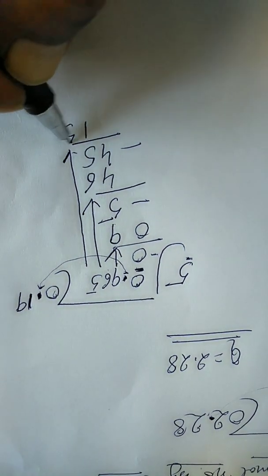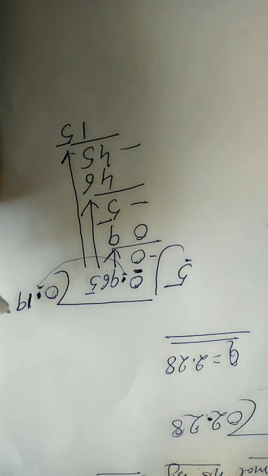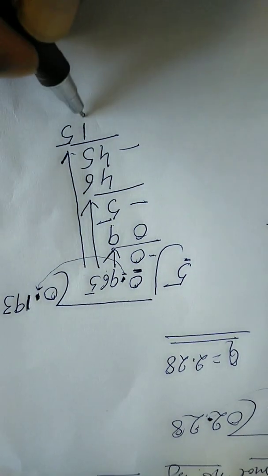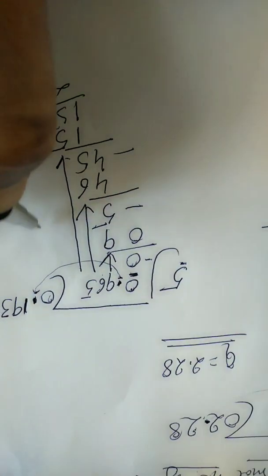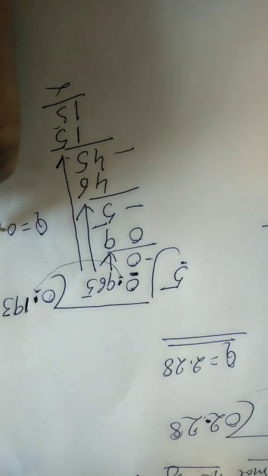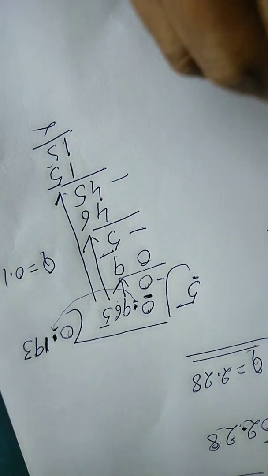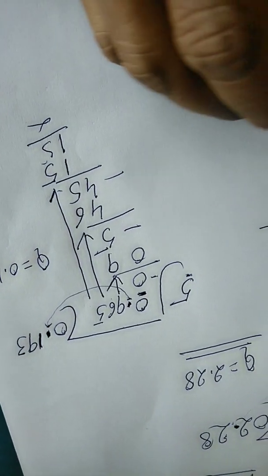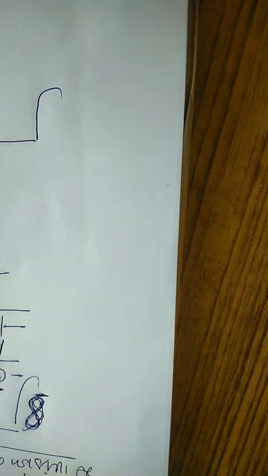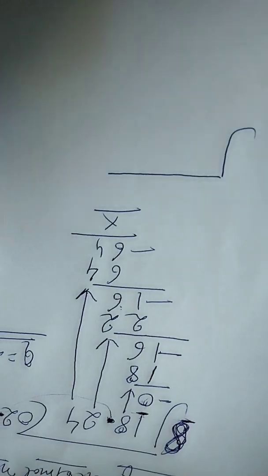Now take down the next digit, and 5 3s are 15. So what is your quotient? 0.193. Now let us take another example.